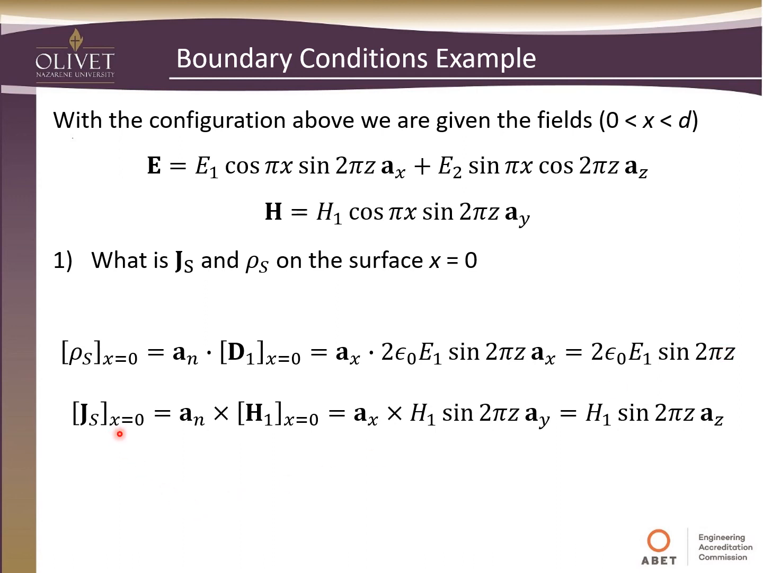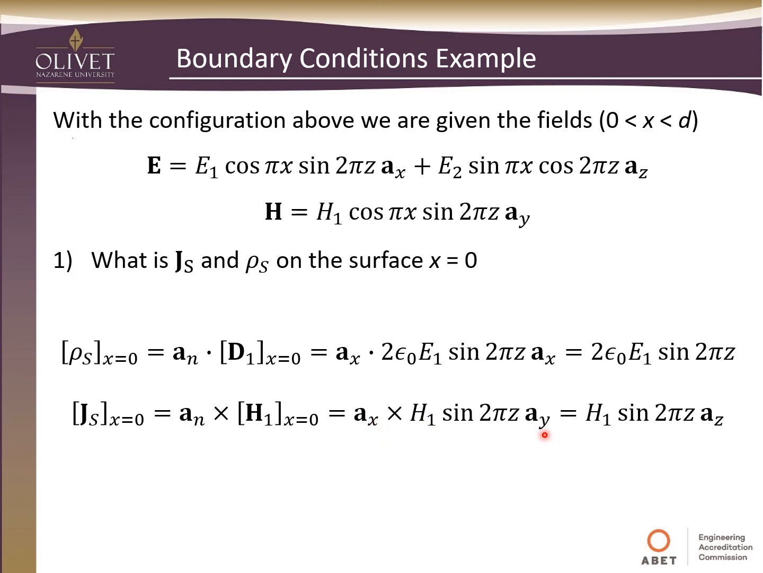Likewise, our current density at x equals 0 is going to be the normal vector cross our magnetic field from our boundary condition. Again, that was from Ampere's law. And so in this case, again, our normal vector will be ax, and we're going to cross that with our magnetic field. And so here's our definition of our magnetic field.